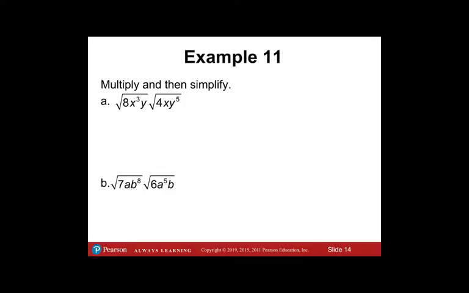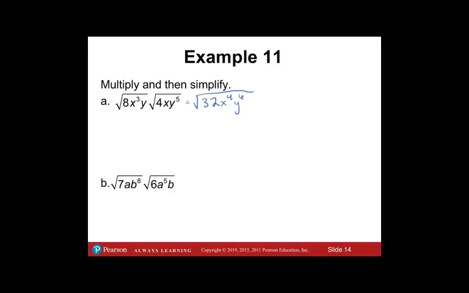So multiply and then simplify. I'm going to stop switching colors. So then let's see, 8 times 4 is what, 32? So this is going to be the same as the square root of 32, x to the power of 4, y to the power of 6.